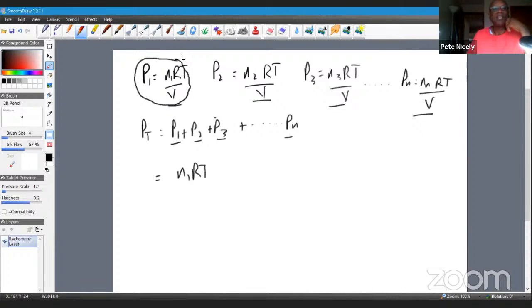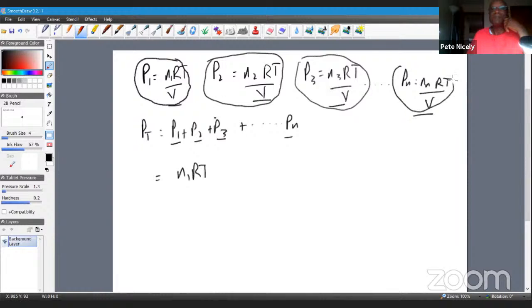These here are the individual expressions for the separate gases, the pressures for the separate gases in the mixture, all right? And according to Dalton's law, the total pressure will be equal to the sum of the partial pressures, right? So what I'm doing is substituting each of these partial pressure terms by these expressions right here.